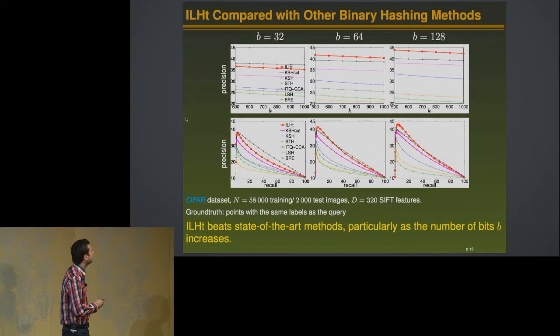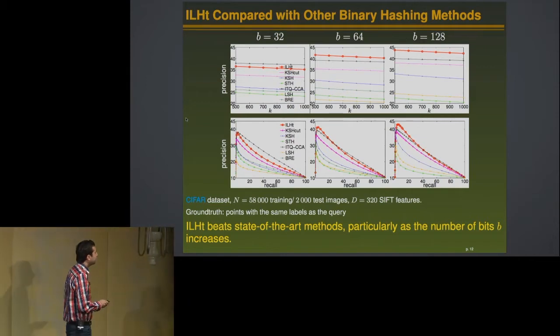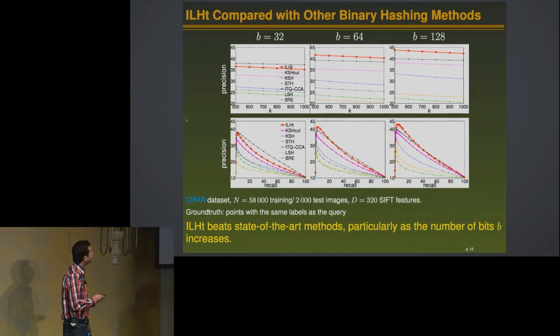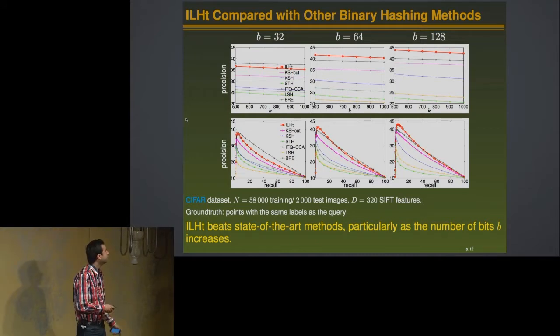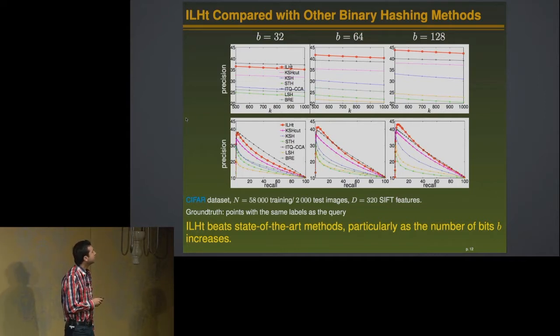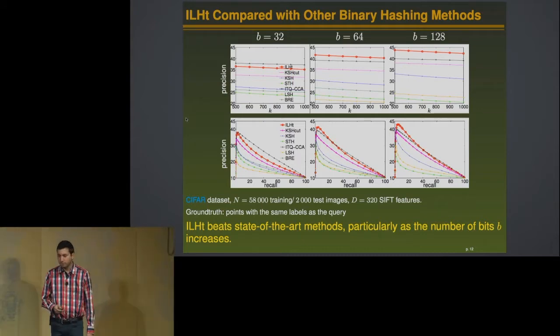Finally, we compared our method on the CIFAR dataset. We compared ILHT with the other hashing methods on the CIFAR dataset. We report precision and recall, and precision as a function of the number of points in the retrieved set. We can see that the red curve can beat other state-of-the-art methods.